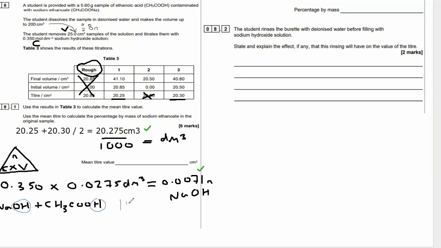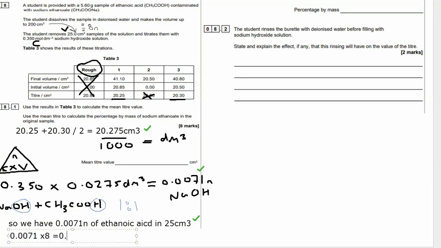So this means we actually have 0.0071 moles of the ethanoic acid as well, as it's 1-to-1. But that's in the 25 centimeters cubed sample we took of the ethanoic acid out of our 200. So we need to multiply that back to find out how many moles of ethanoic acid were in the original 200 centimeters cubed that contained our 5.6 grams. So we need to times it by 8, and that gives us 0.0568 moles of ethanoic acid in the original 200 centimeters cubed.